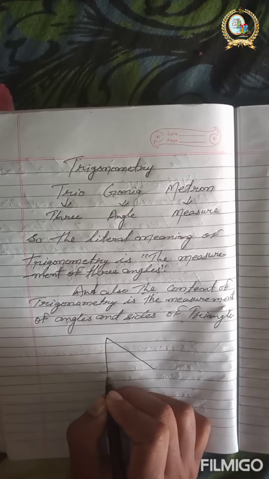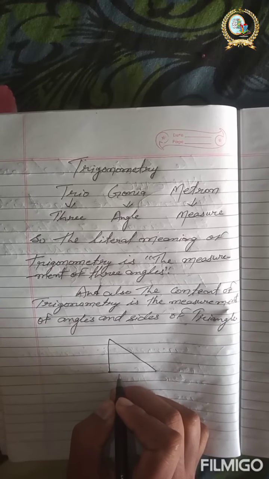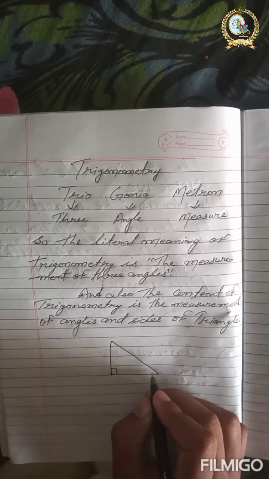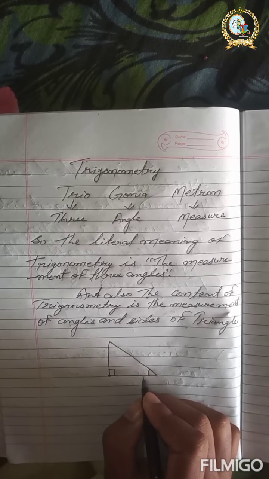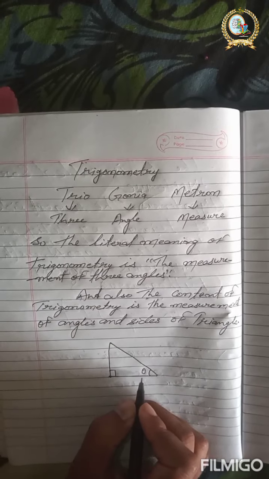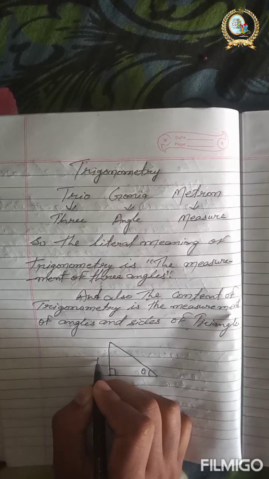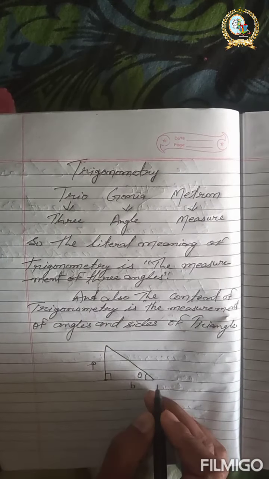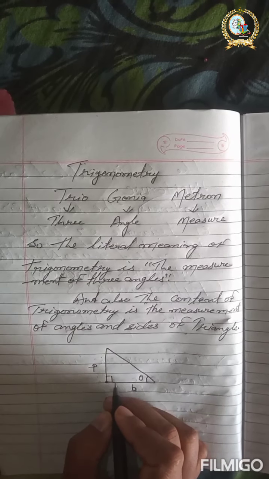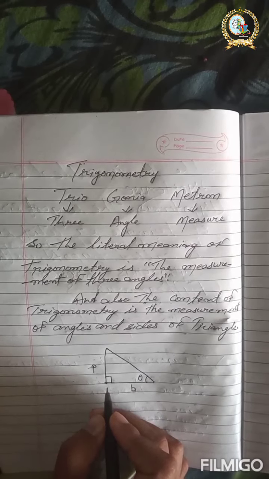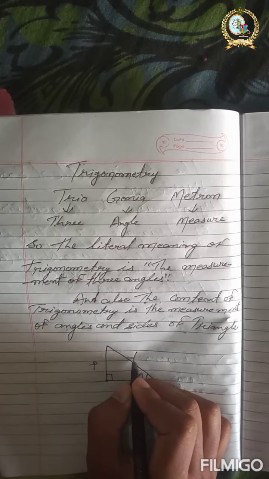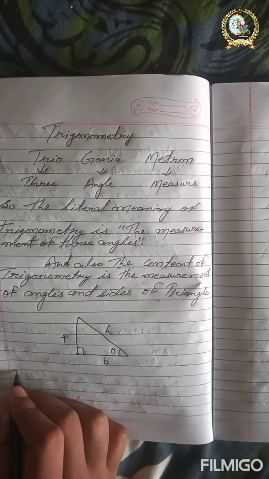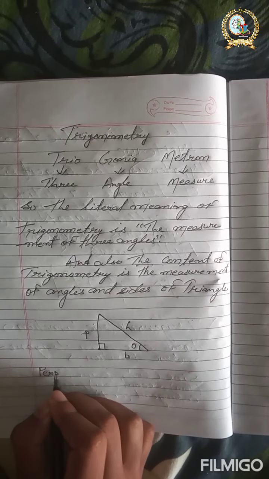First of all, the triangle in which one angle is 90 degrees is called a right angle triangle, and let's suppose another angle is theta. In front of theta, that side is called perpendicular, below the theta is called base, and the longest side of the triangle, which is in front of the right angle, is called hypotenuse. When anybody asks to define these terms, first we discuss perpendicular.